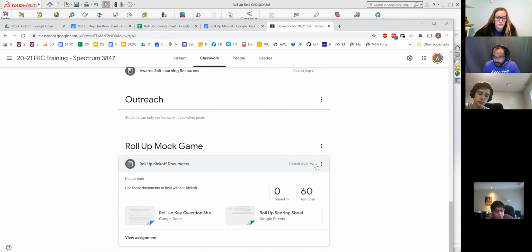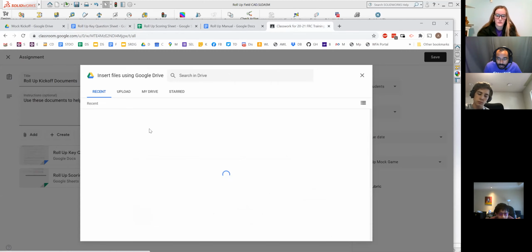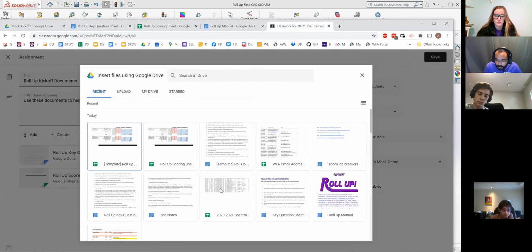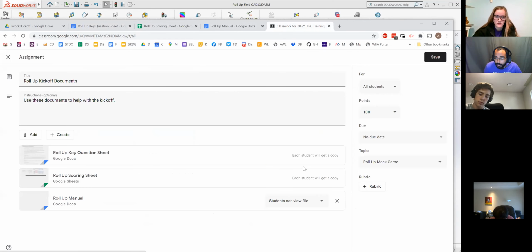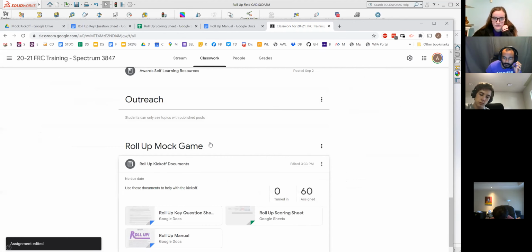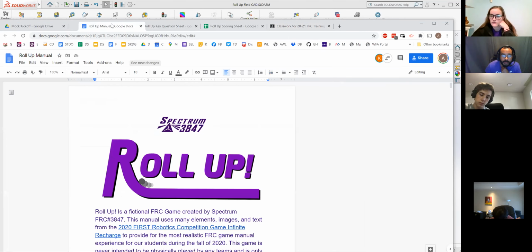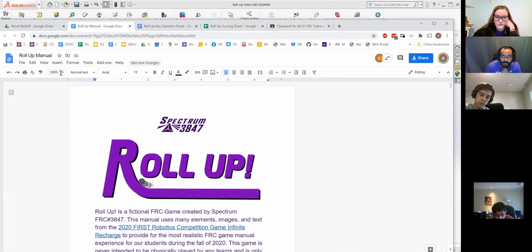I can do a couple other things because I realized I can add the rule set to this, which is useful. Let's see how the documents are edited. So I can add the roll-up rule set somewhere, the roll-up manual. And this one just lets you view the file, which is all we want. Is there anything else we need outside of those three things? I don't think so. Okay.